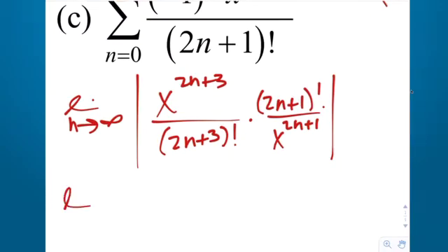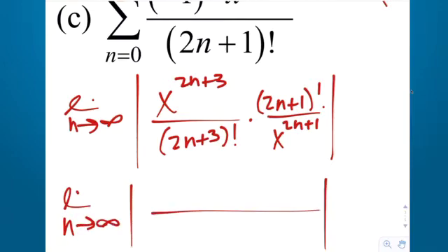Now this one will simplify in a slightly different manner than we're used to. I like to build the shelf there. We have how many more x's in the top than the bottom?